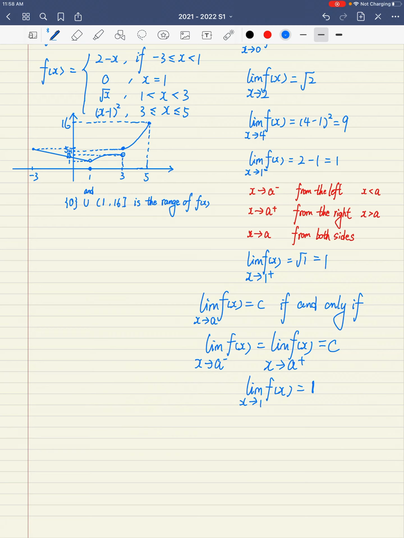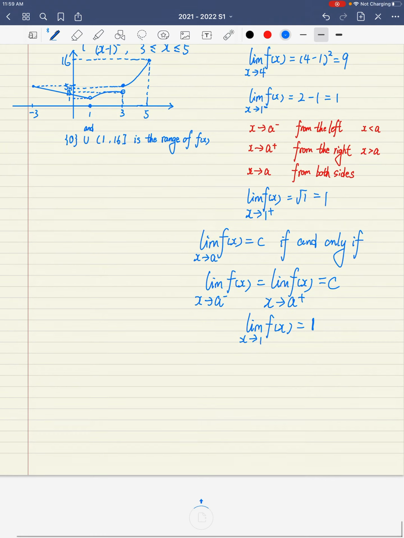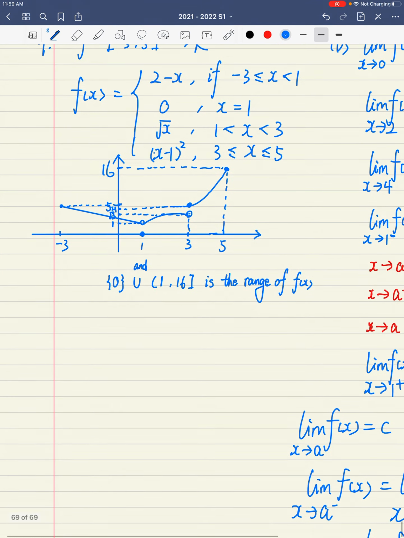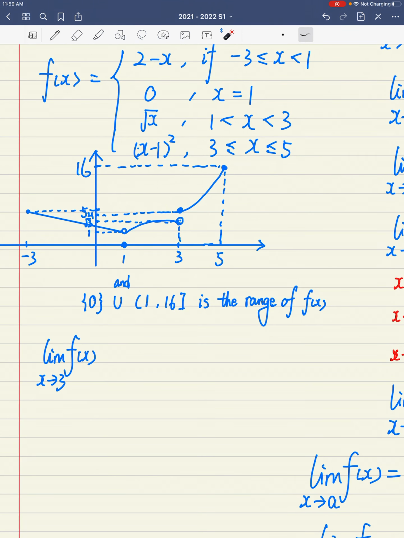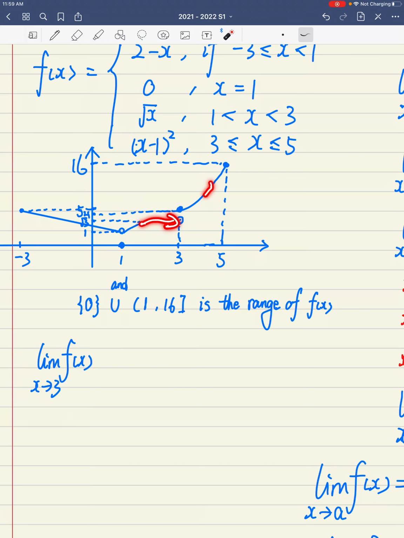Do you have any questions for this part? Then the last question shows you a different case, when the limit from the left is different from the limit from the right. Let's write it down here. What's the limit of f(x) when x is approaching 3? Now you can see 3 is like a cliff here. They're no longer connected. From the left, you're approaching this value. From the right, you're approaching a different value.